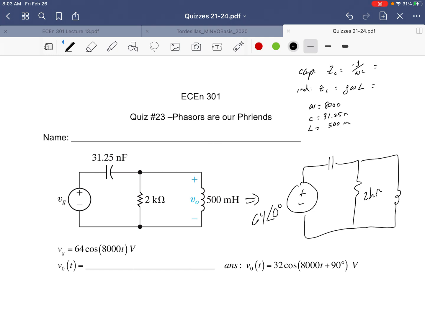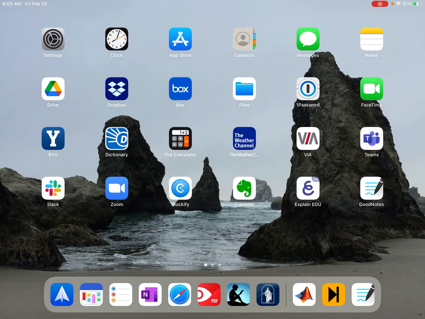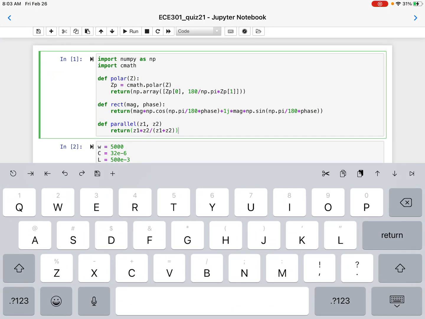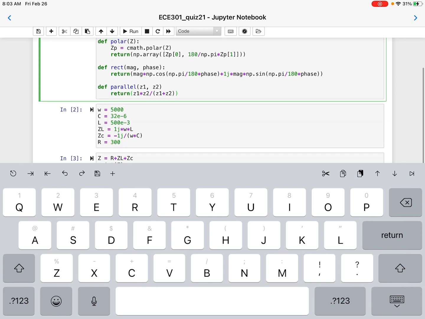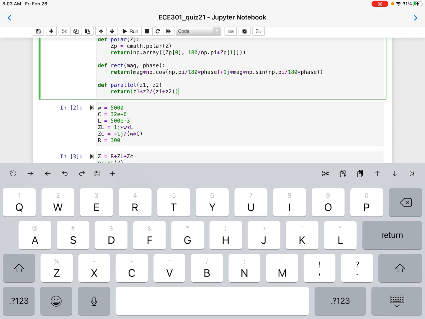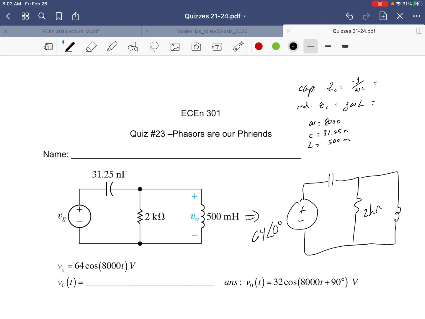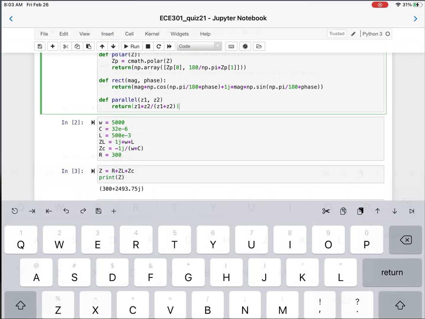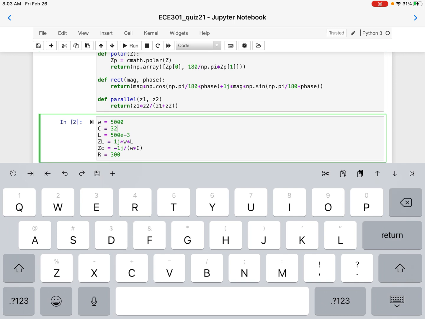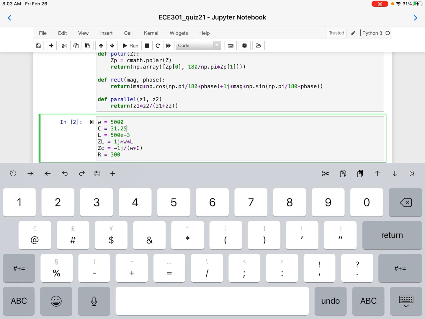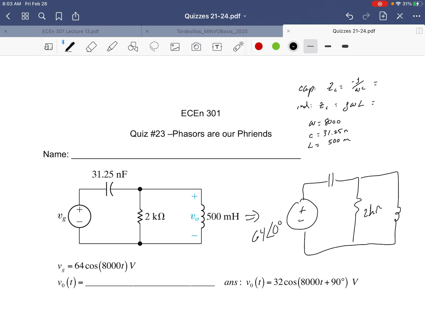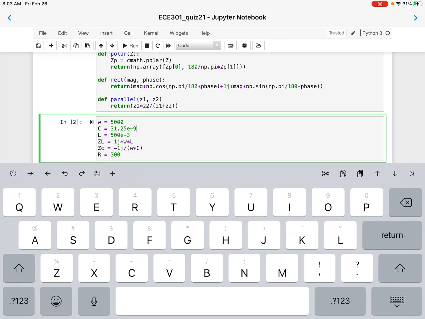Okay, so to compute these, I have this little IPython notebook pulled up where I have a little function that converts to polar, rectangular, and in parallel. So we have L, 500 milli, and then C, 31.25 nano, so 31.25 e to the minus 9. And then omega is 8,000.